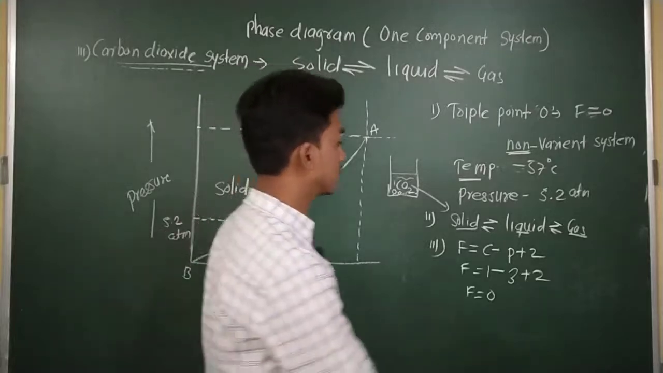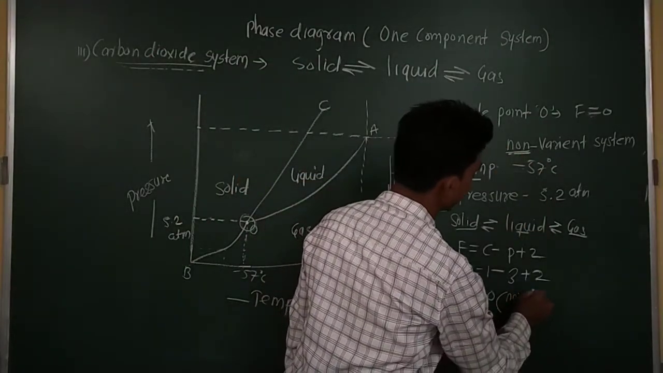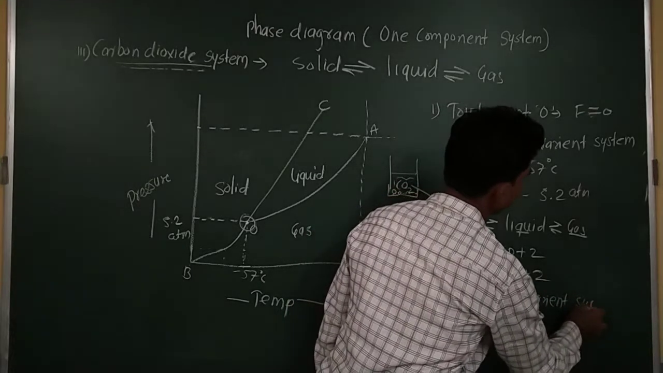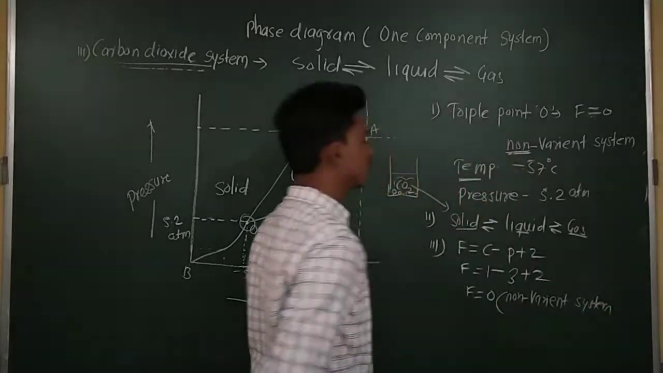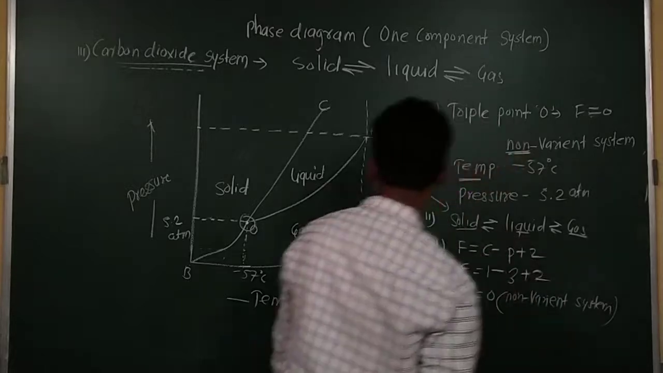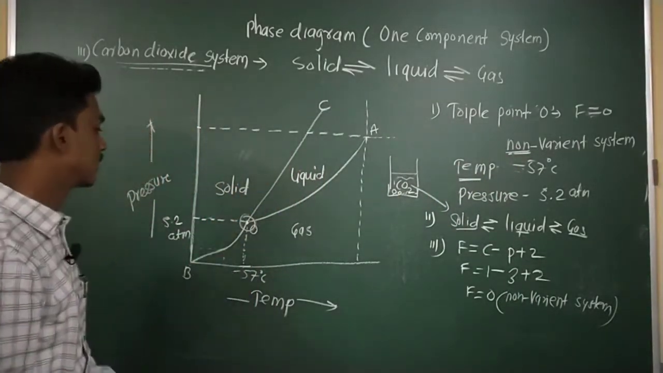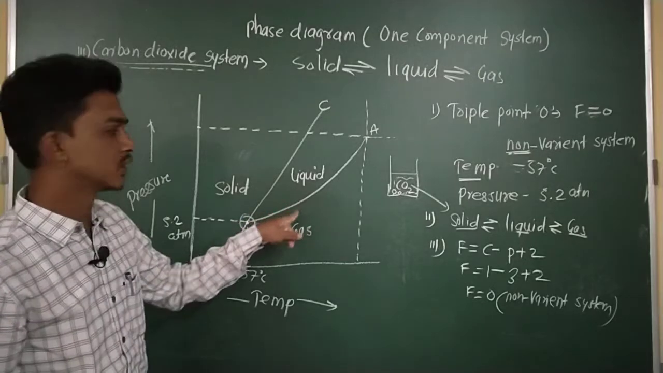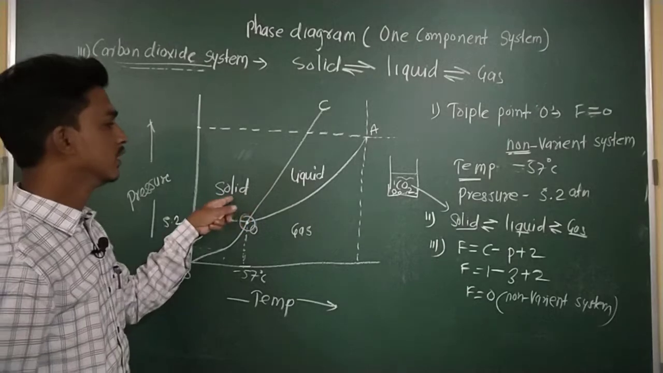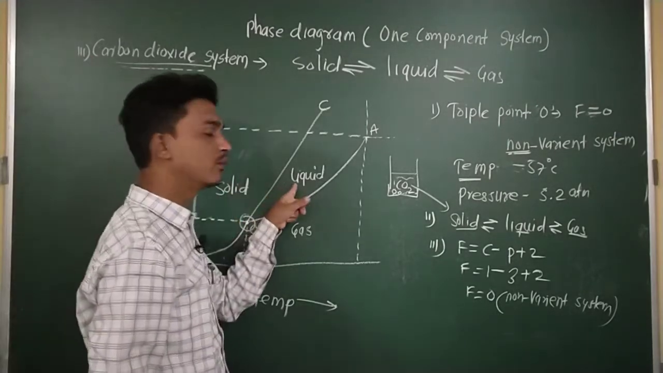That means this is the non-variant system. Non-variant system means you don't vary the system's temperature. At this point, if you vary the temperature, what will happen? Solid and liquid get converted. The gaseous form of the carbon dioxide molecules gets converted into liquid form.